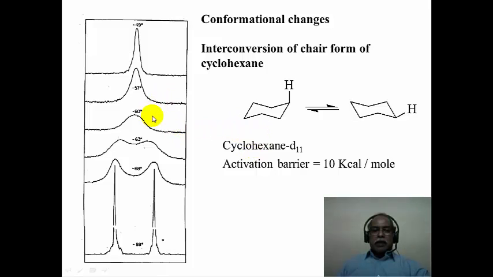And above the coalescence temperature, of course, you see an average signal of only, if you take the chemical shift value of this, it will be exactly the arithmetic average of these two chemical shift values. In other words, you can see that it comes at midpoint corresponding to these two chemical shift values. And that is the average value of the axial equatorial conformational equilibrium being very rapid.